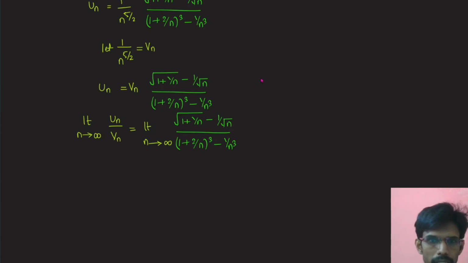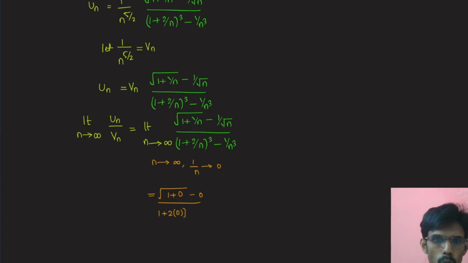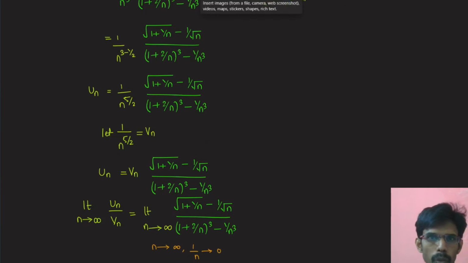Now if n is tending to infinity, then 1 by n tends to 0. So this will become root 1 plus 1 by n, value will be 0, minus 1 by root n, value will also be 0, by 1 plus 2 into 1 by n, value will be 0, whole cube, minus 0. So we have 1 by 1, that is 1, a finite non-zero number. So we have this Vn here.